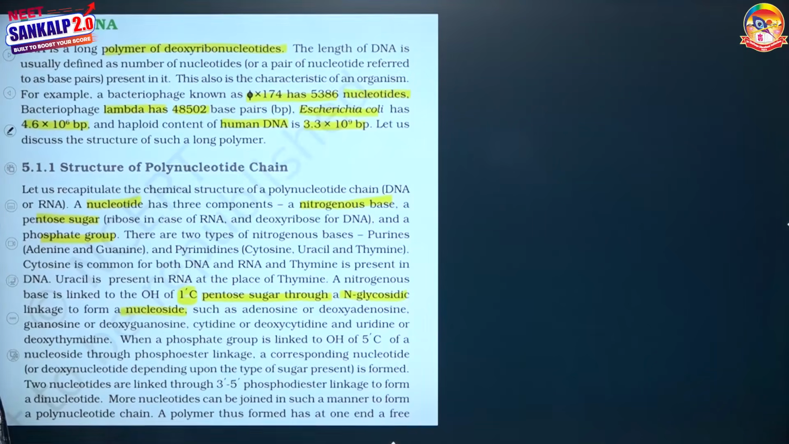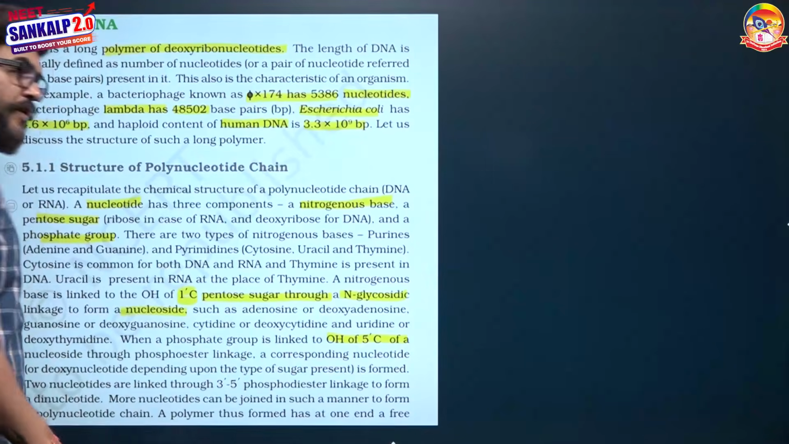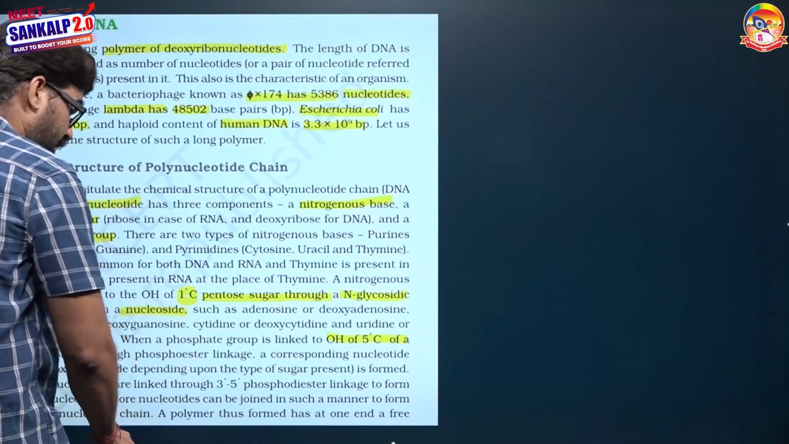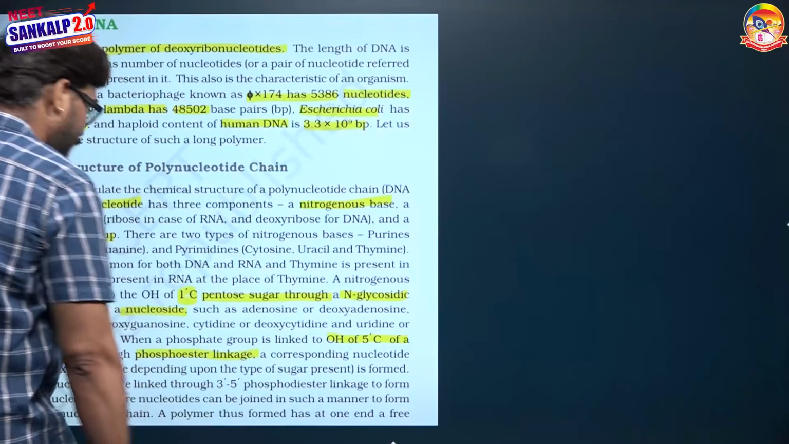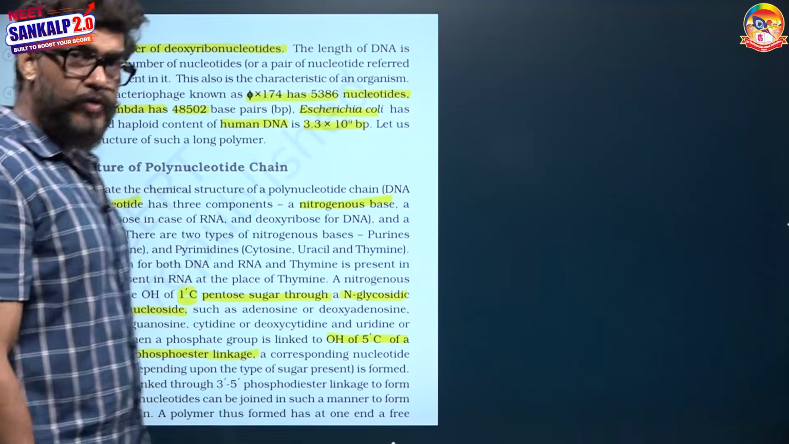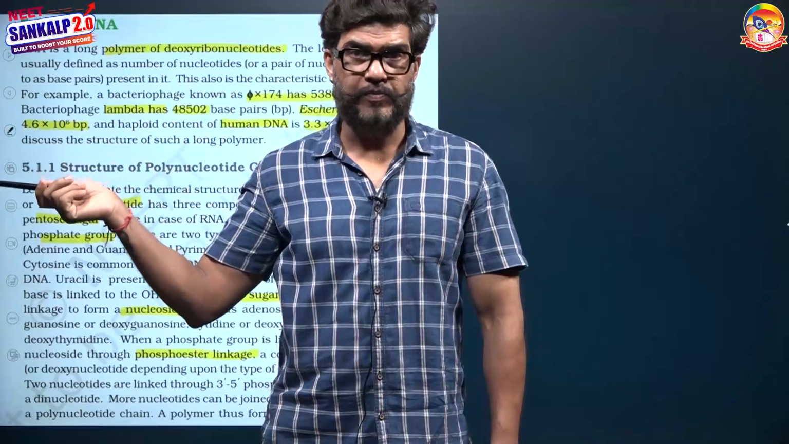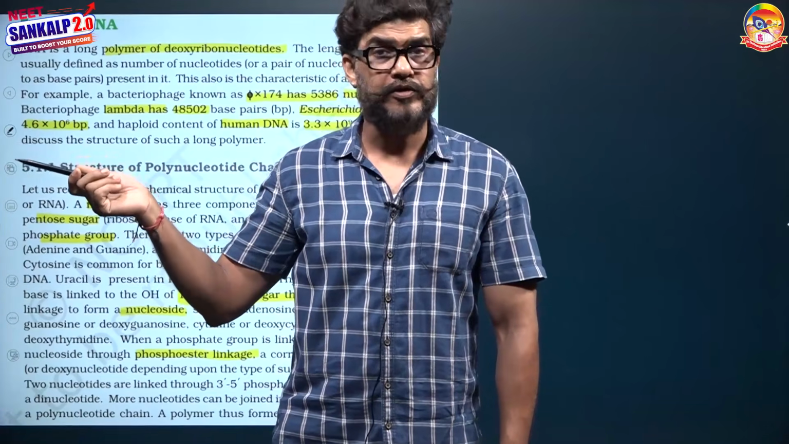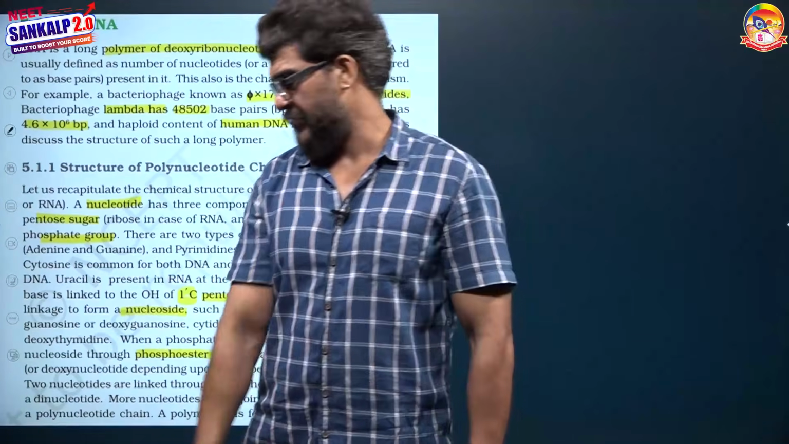When a phosphate group is attached at the fifth carbon hydroxyl group of the sugar, the nucleoside converts into a nucleotide, through a phosphoester linkage. So one nucleotide has two types of bonds: a glycosidic bond between sugar and nitrogen base, and a phosphoester bond between sugar and phosphoric acid.